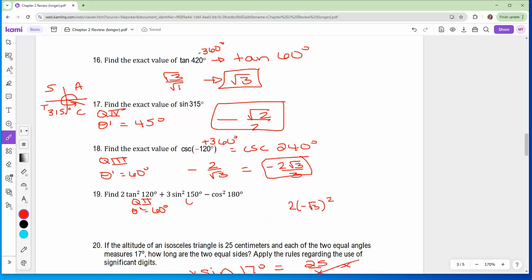Okay, 150 is quadrant 2. Reference angle 180 minus 150 is 30. So in quadrant 2, sine is positive. Sine of 30 is 1/2.